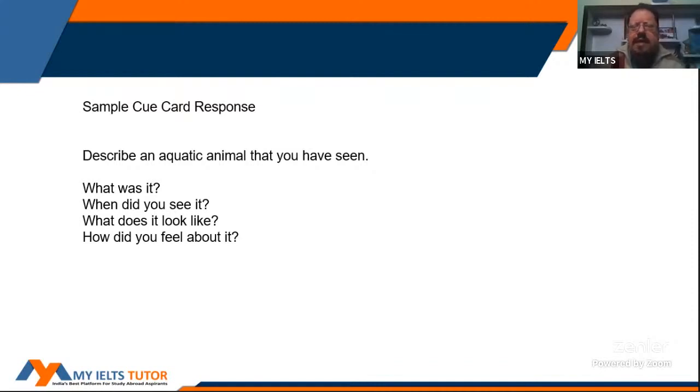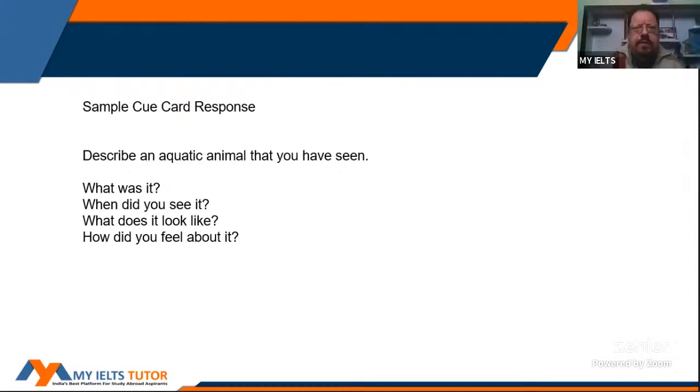First is one that doesn't have any details, and then one that's going to be detailed to kind of give you an idea of how we are. Okay, so we're almost... Okay, so let me give you the first one. Describe an aquatic animal that I've seen.